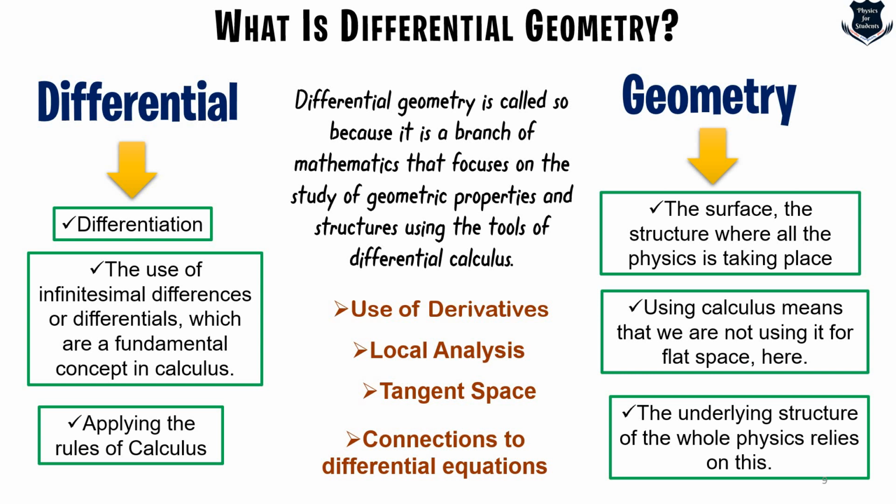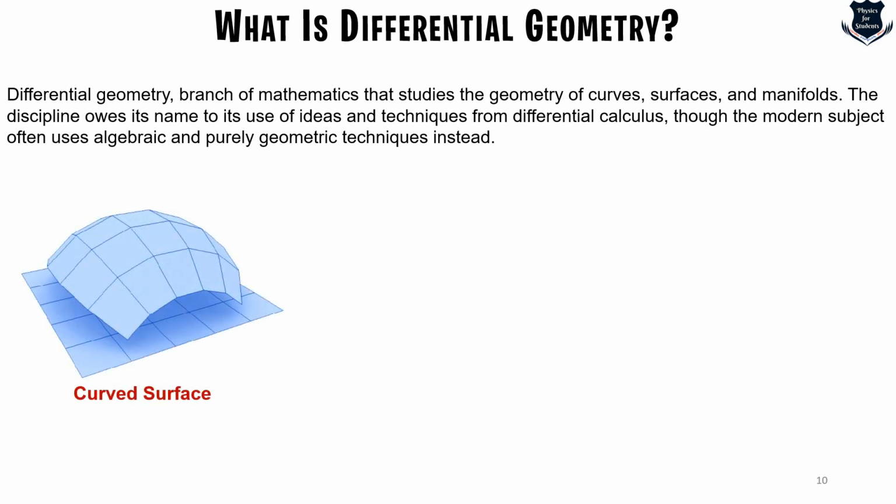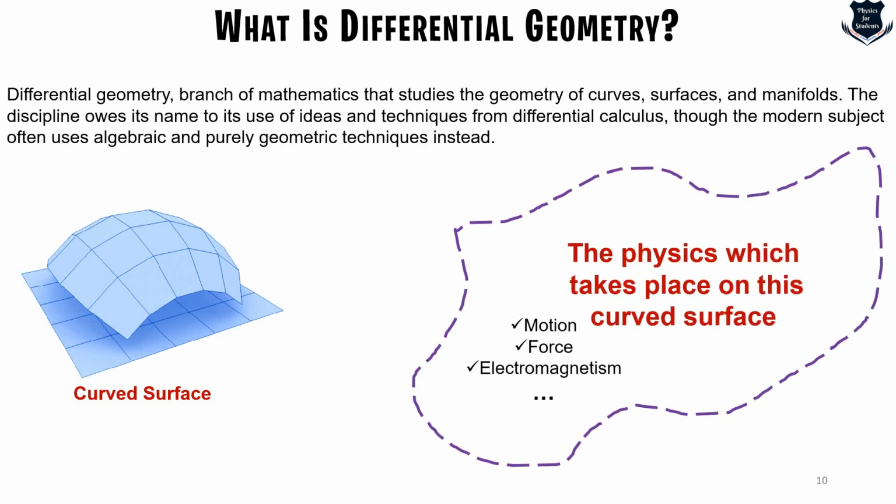Now, there is still a question regarding curvatures and what physicists tell. Let us look at a better demonstration in this part of the video. This is a typical definition of differential geometry: it uses the ideas and techniques of differential calculus. If I take a curved surface, this is the kind of surface where the entire physics, whatever motion, force, electromagnetism, which we have not yet defined, is taking place.